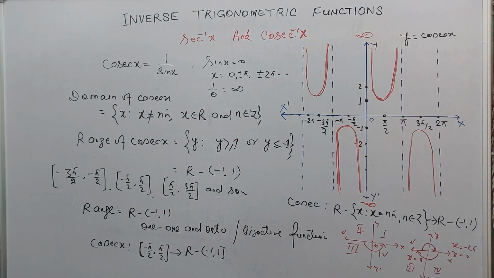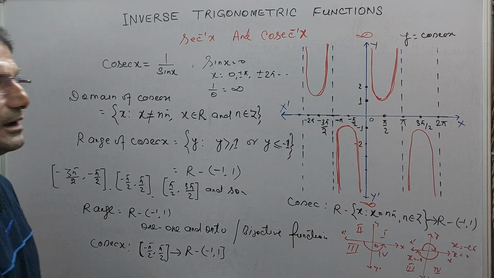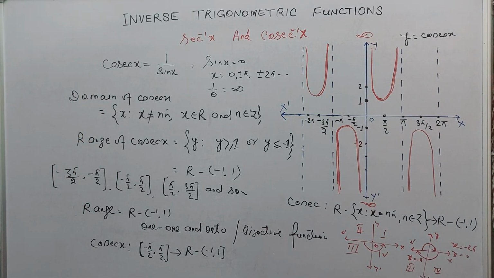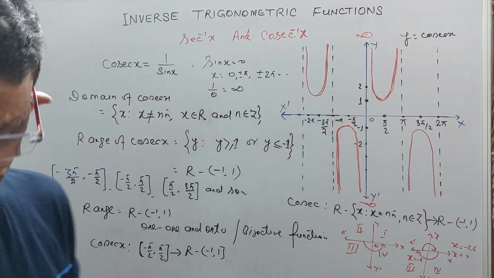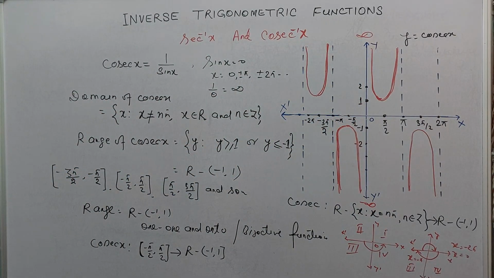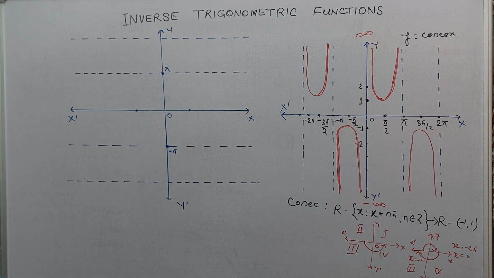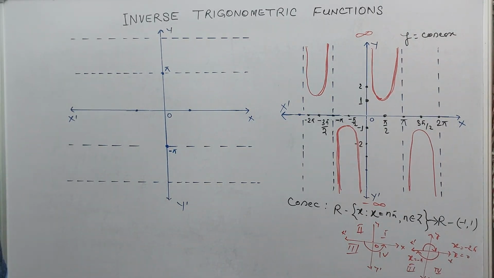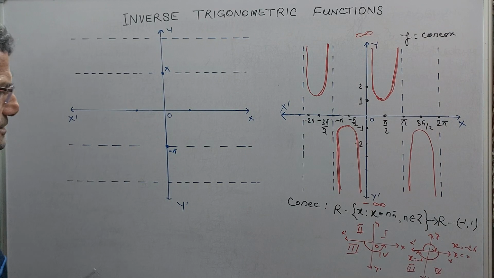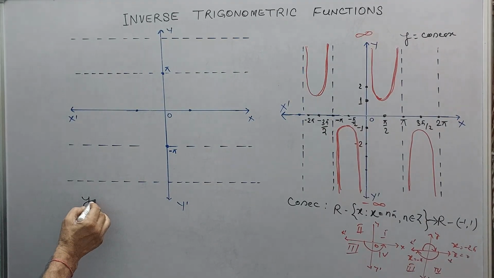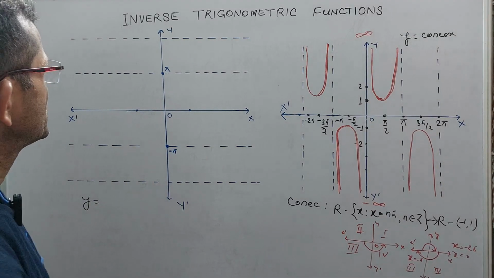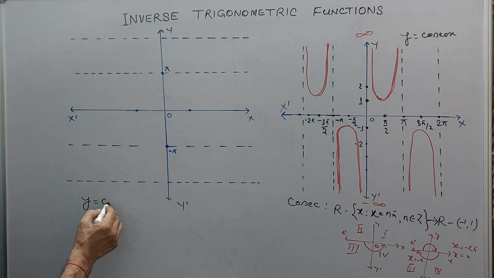So we just consider only this one, -π/2 to π/2. Later we call this the principal value branch of cosec inverse. Next we discuss the inverse of cosec x. Now this is the curve for y equals sine inverse x. Sorry, it is y equals cosec inverse x.